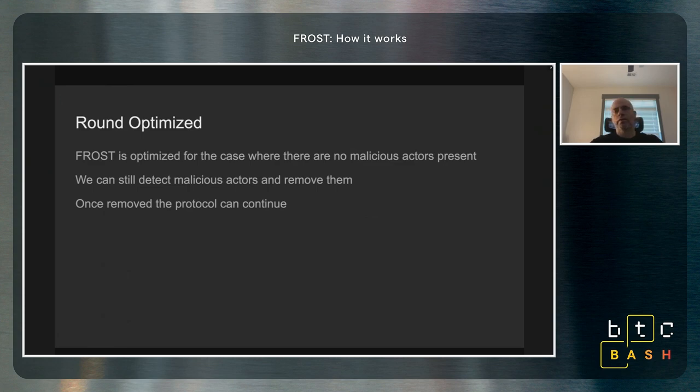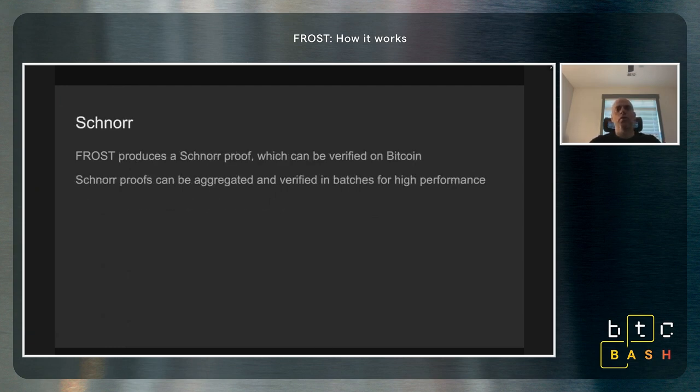And this is why we choose to do this in Frost and why we choose to apply Frost in a cryptocurrency context. Schnorr. Frost produces a Schnorr proof. Schnorr proofs are one of the old early zero-knowledge proofs, and they can now, as of the Taproot upgrade, be verified on Bitcoin. Schnorr proofs can also be aggregated and verified in batches for high performance. This is very important in a cryptocurrency context.